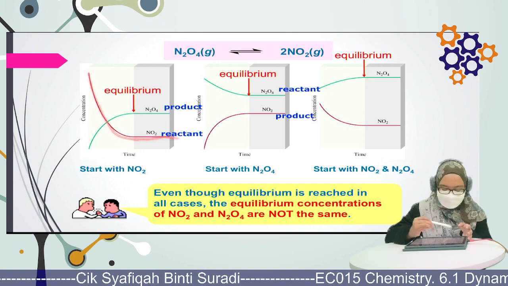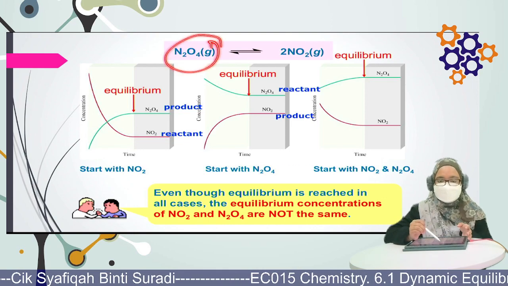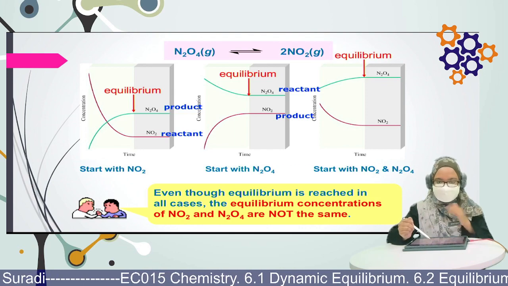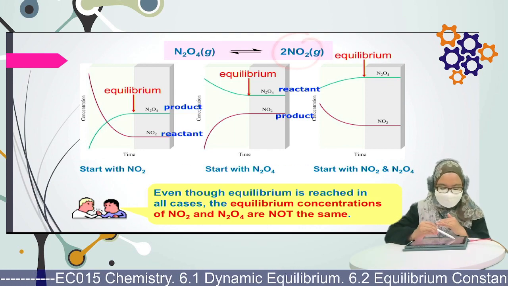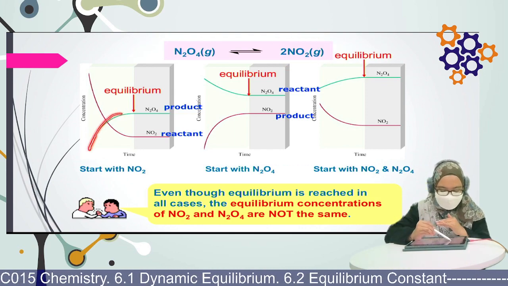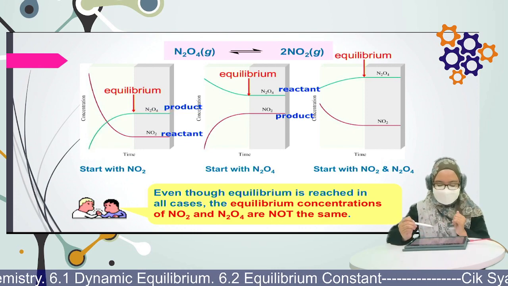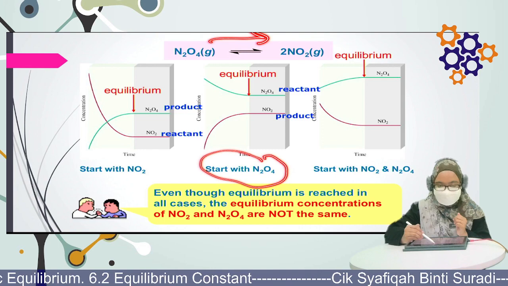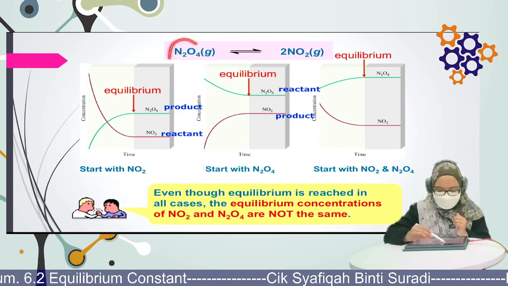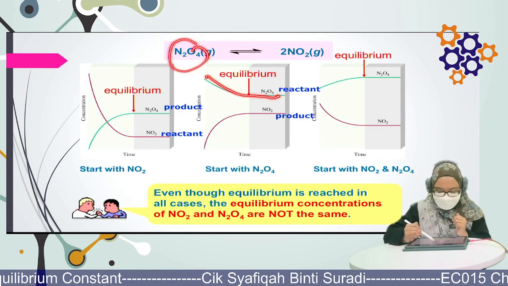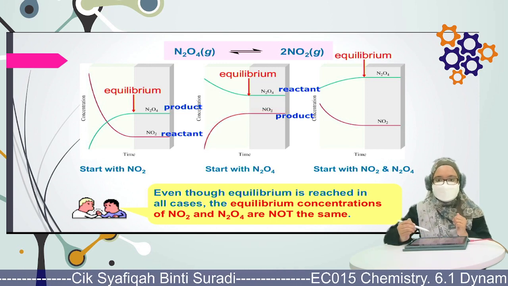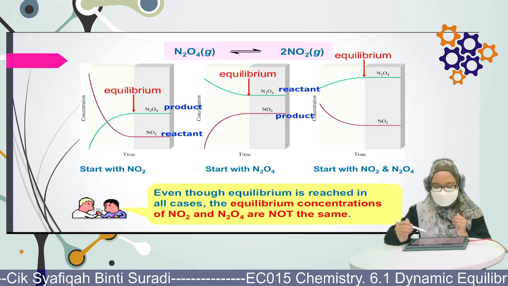will be constant. It is the same with N2O4, because it forms from the NO2. It will increase, and then over time it will be constant. Okay, if we start with N2O4, that means it is a forward reaction. So N2O4 gets less and less, and NO2 is our product, so over time it gets more and more, and then becomes constant over time; it also achieves dynamic equilibrium.